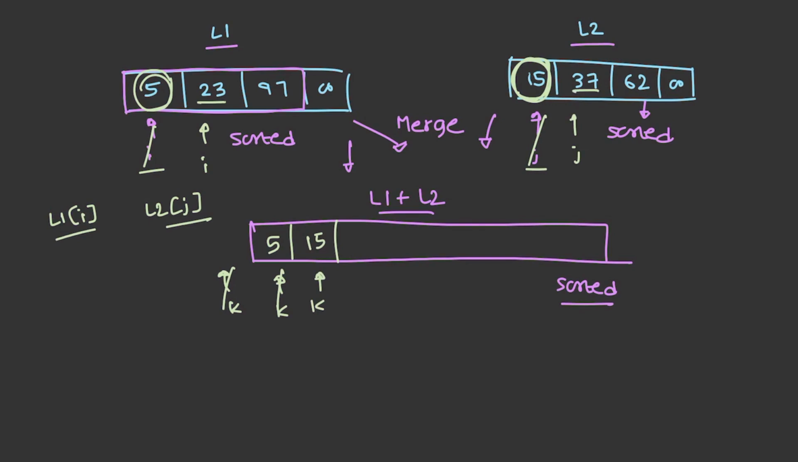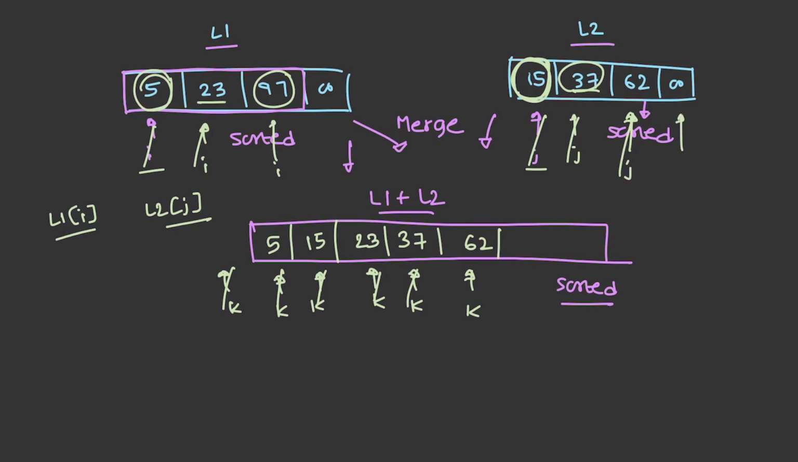23 and 37 have to be compared. 23 is less, so 23 will be copied after incrementing the value of k, and the value of i will be incremented. Now 97 and 37 are compared, so 37 will be written after incrementing the value of k, and j will be moved to 62. Again k will be incremented. 62 will be written as it is less than 97, and as we have copied the element over here, j will be pointing to the last element.